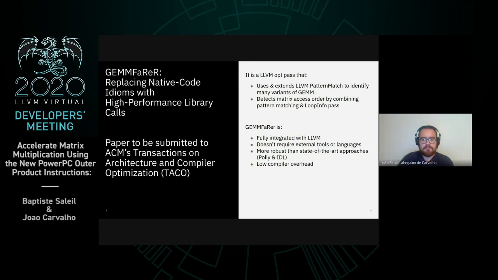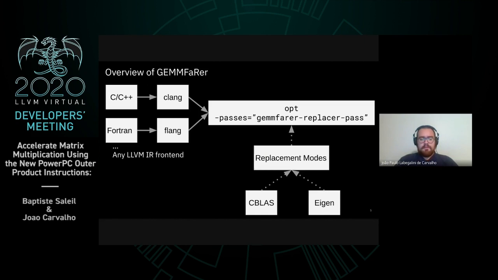This diagram shows how the MMFaRer implementation works. First, the source code of the application needs to be compiled down to LLVM IR. Then, opt can be used to run the MMFaRer pass to replace the matched idioms with either a call to the standardized interface or a call to our custom Eigen runtime. Because MMFaRer is an LLVM IR pass, it can work with any source code language as long as it has an LLVM IR frontend.